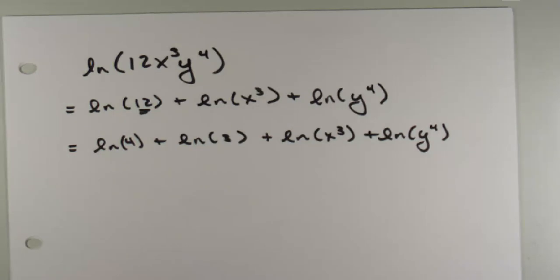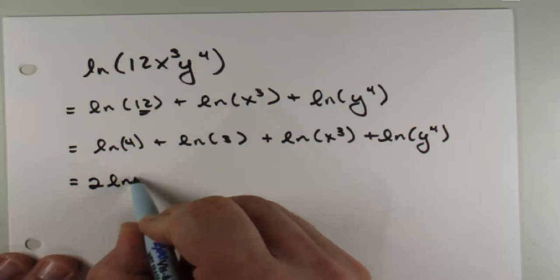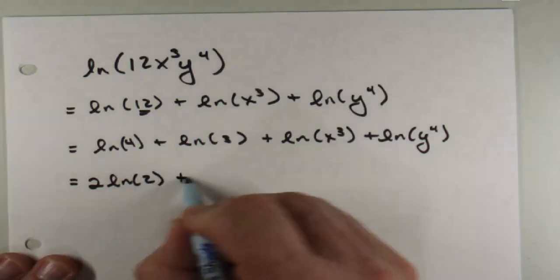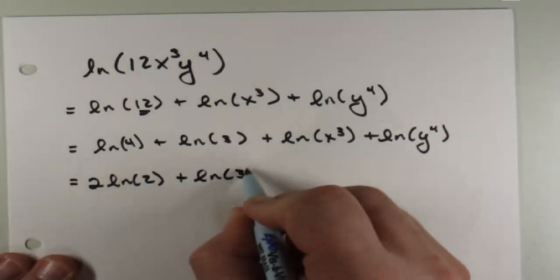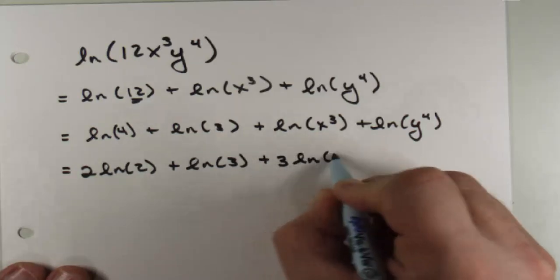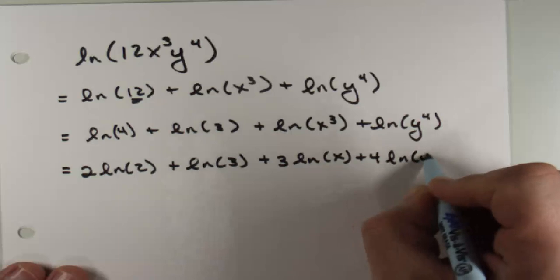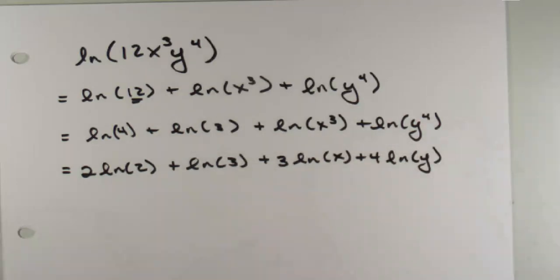Well, 4 is 2 squared. So I can rewrite this as 2 ln of 2. 3 is just 3 to the first, so I can't do anything there. Plus 3 ln of x plus 4 ln of y. Now let's take a look at this using some dynamic computer algebra based programs.